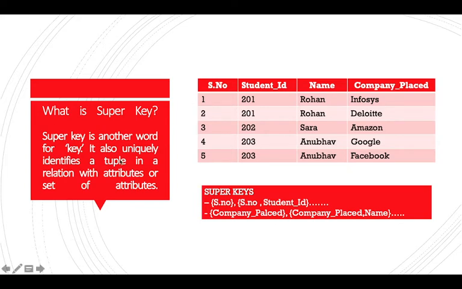So here the super key will be student number, or student number and student ID together, or company placed, or company placed and name together, or student number and company placed together. Any of these you can choose as a super key. It could be an individual key, it could be a group of keys, that is up to you. Alright, so this was our super key.